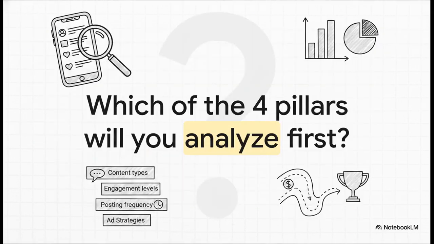And that brings us to the end of our explainer. We've walked through the entire roadmap. So now that you have the exact blueprint to uncover your competitors' strategies, which of the 4 pillars, content types, engagement levels, posting frequency, or ad strategies, are you going to analyze first today?